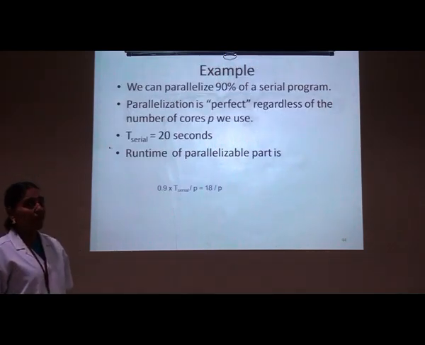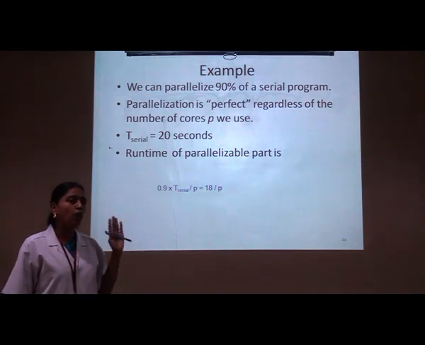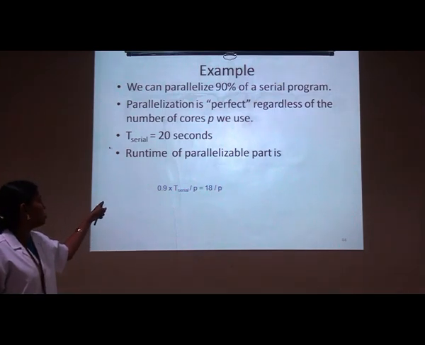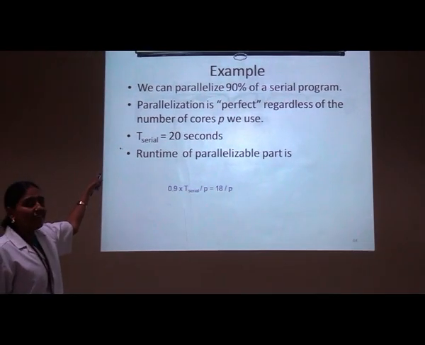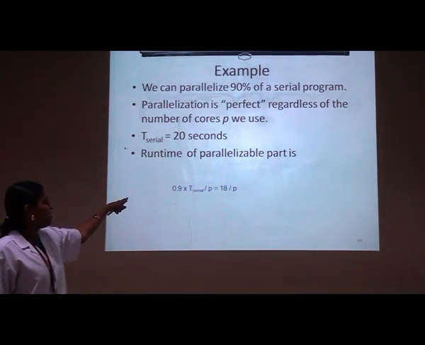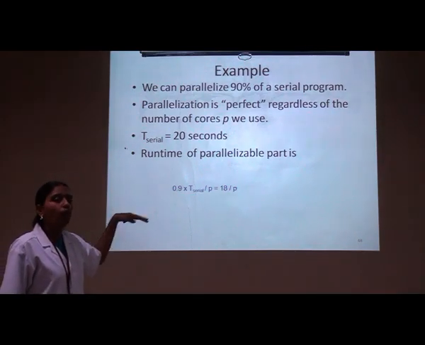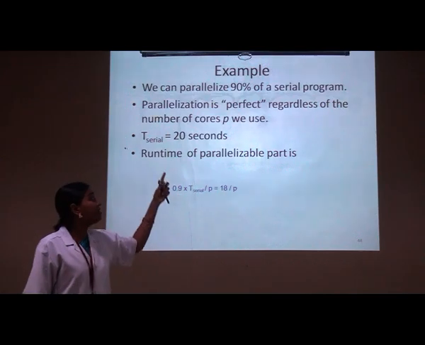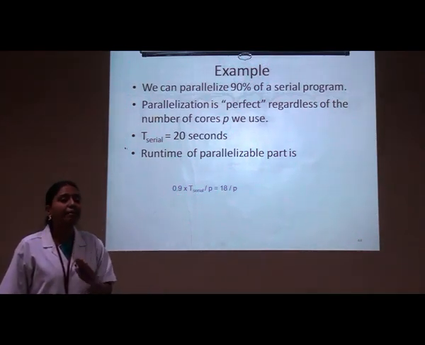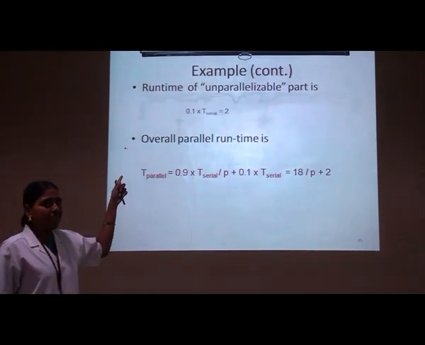So here is a small example. I am parallelizing 90% of my program. What will happen? The runtime of the parallelizable part can be considered to be 0.9. T serial is given as 20 seconds, so you multiply with that. 0.9 into T serial by P will give you 18 by P. This is the parallelizable part. What about the non-parallelizable part? 90% is parallelized, so the remaining 10% is unparallelized. So we need to consider that 0.1 into T serial is equal to 2.